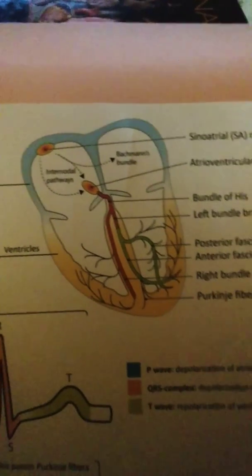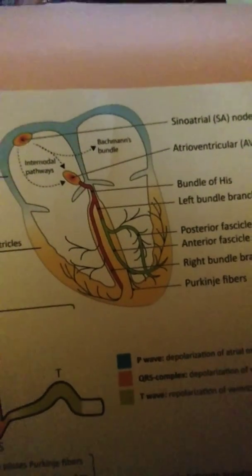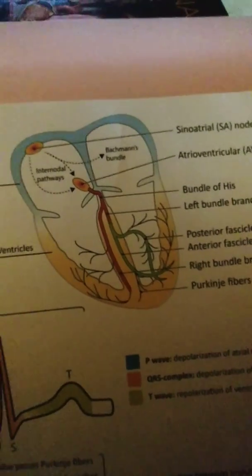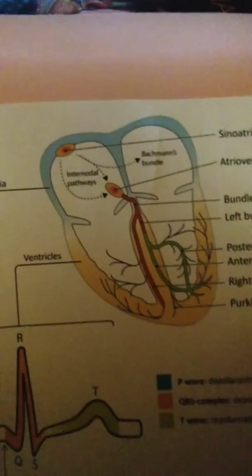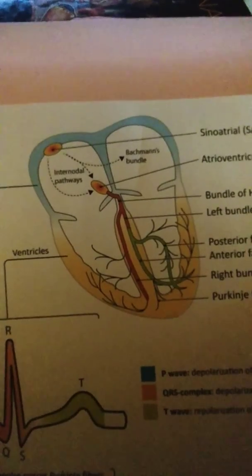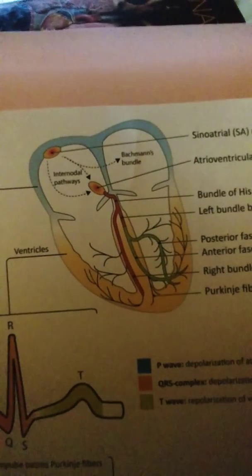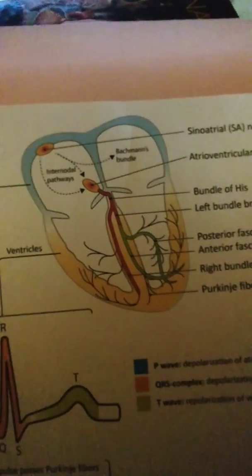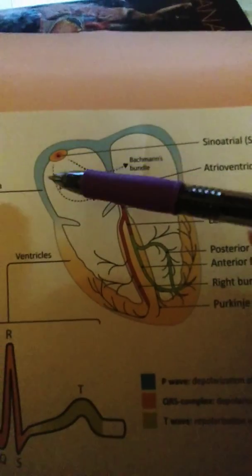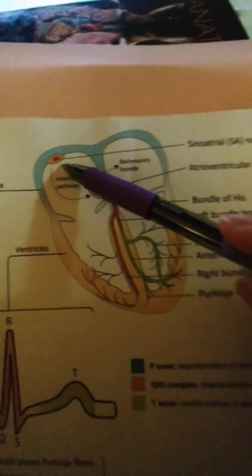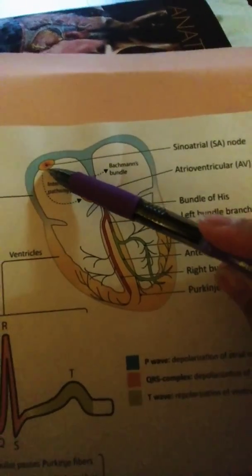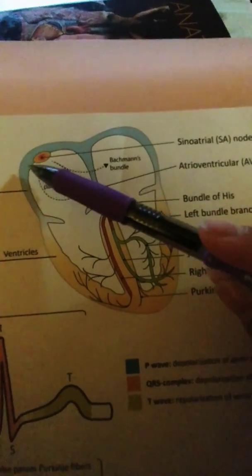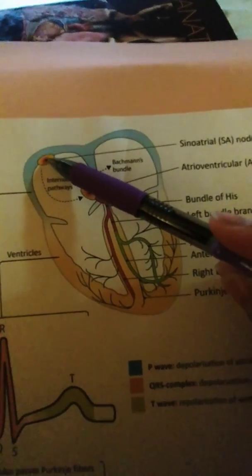Okay, so we're going to talk about the conduction system and the EKG. So the cardiac conduction system is essentially the heartbeat. And that starts in the SA node, the sinoatrial node. It is located at the top of the right atria.